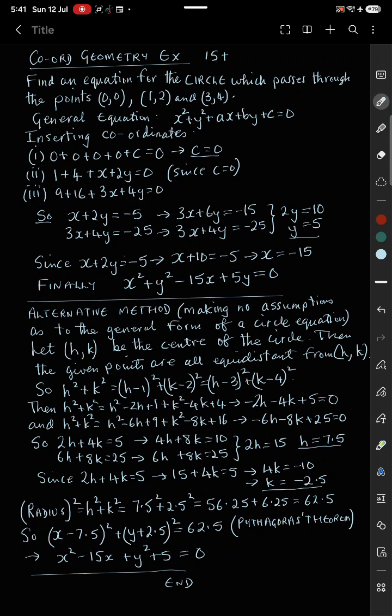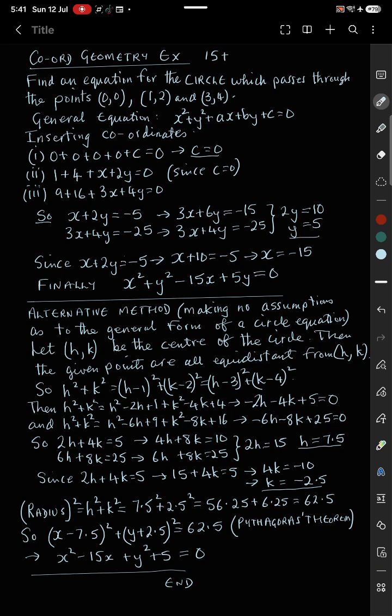plus c equals 0. And inserting the coordinates, we get 0 plus 0 plus 0 plus 0 plus c equals 0, which means c is 0. Then inserting the coordinates (1, 2), we get 1 plus 4 plus a plus 2b equals 0, since c is 0, and 9 plus 16 plus 3a plus 4b equals 0, inserting the third set of coordinates.